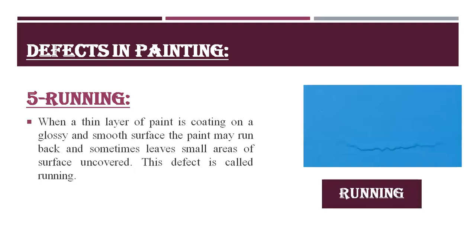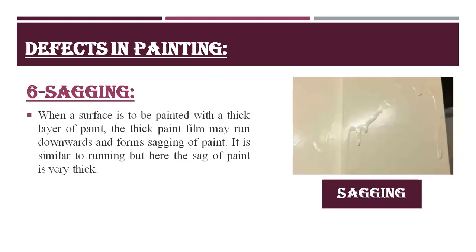Fifth is running. When a thin layer of paint is coated on a glossy and smooth surface, the paint may run back and sometimes leaves small areas of surface uncovered. This defect is called running. Sixth is sagging. When a surface is to be painted with a thick layer of paint, the thick paint film may run downwards and form sagging of paint. It is similar to running, but here the sag of paint is very thick.